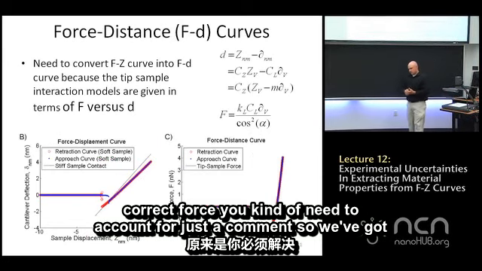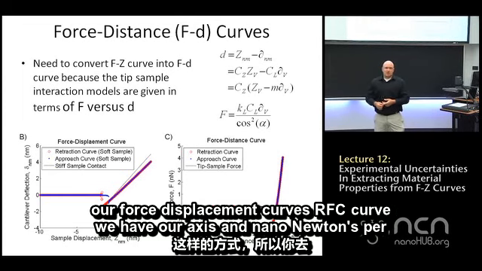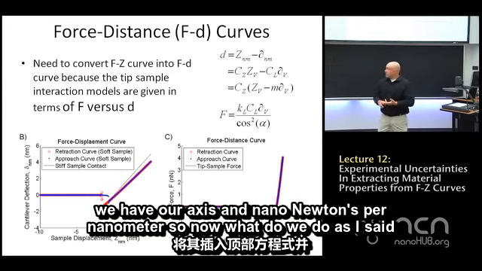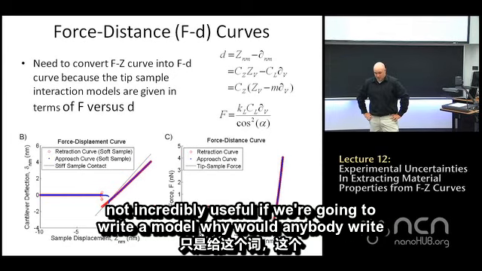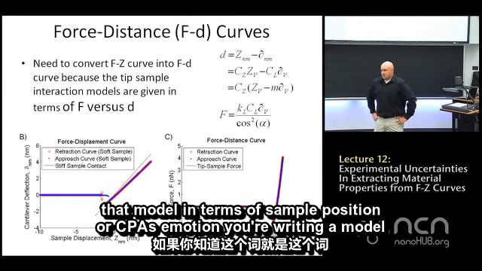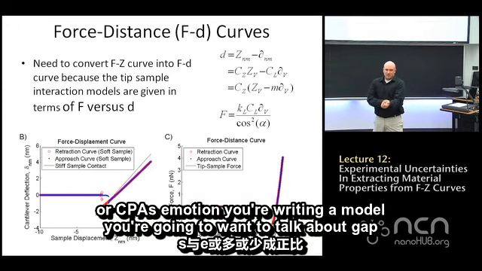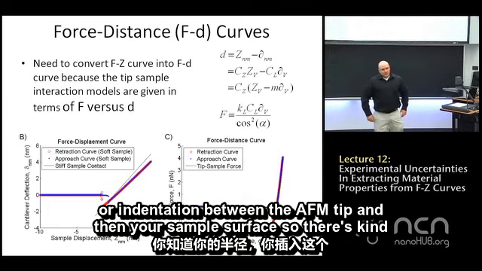So we've got our force displacement curves, our FZ curve. We have our axis in nanonewtons per nanometer. So now what do we do? As I mentioned earlier, F versus Z is not incredibly useful. If we were going to write a model, why would anybody write that model in terms of sample position versus Z piezo motion? If you're writing a model, you're going to want to talk about gap or indentation between the AFM tip and your sample surface.